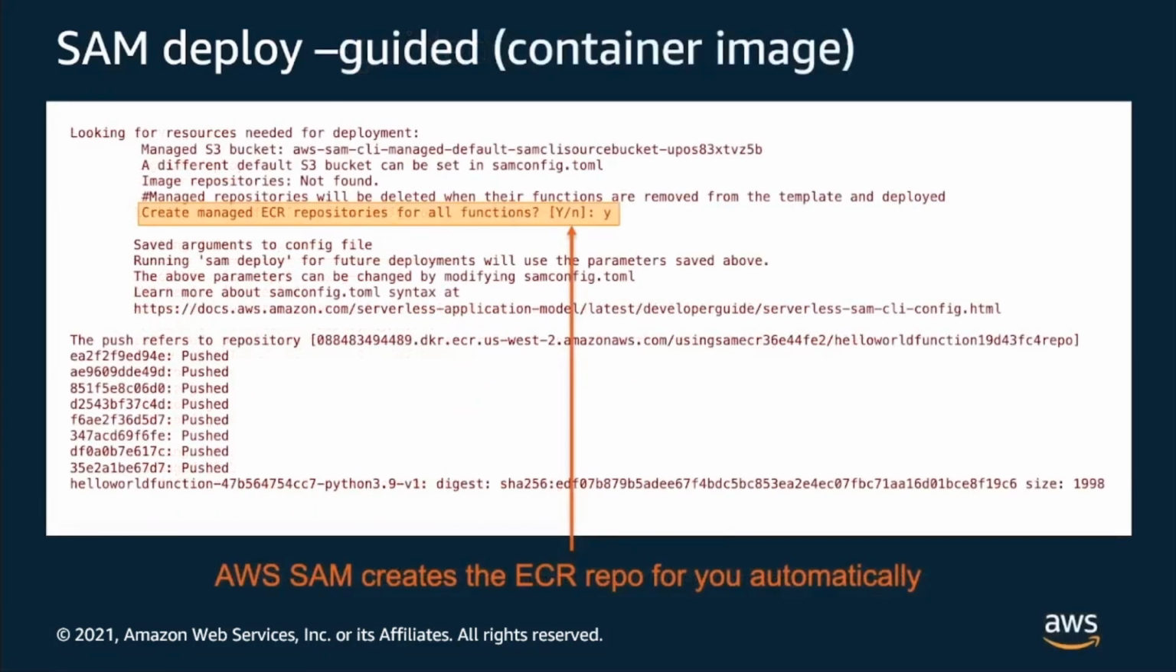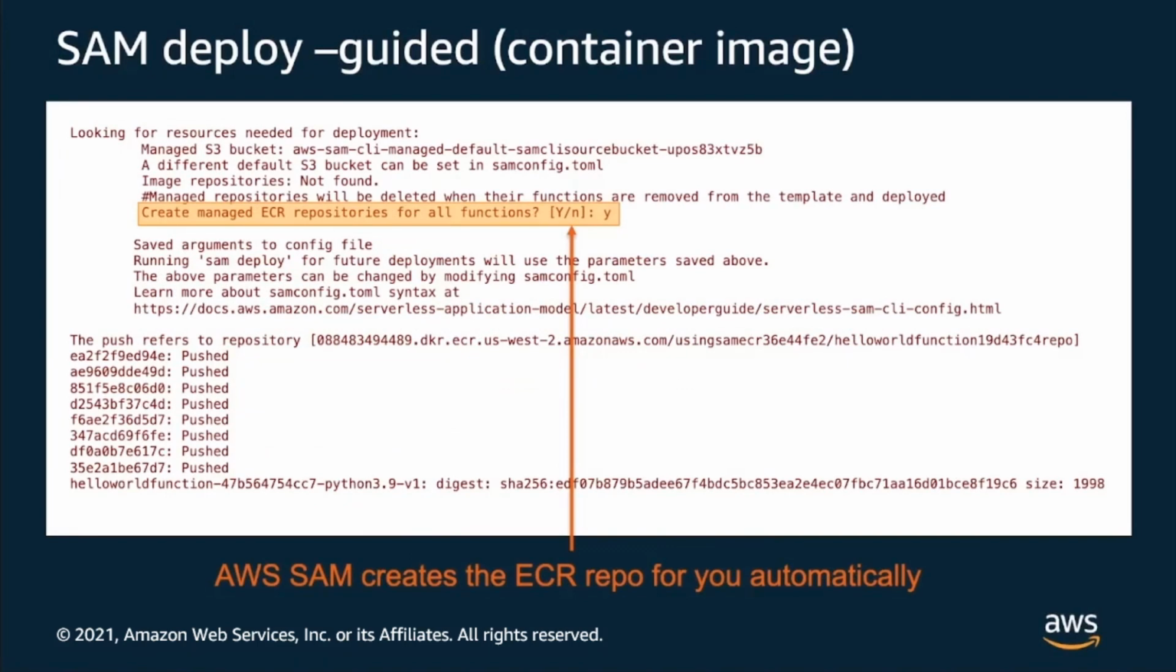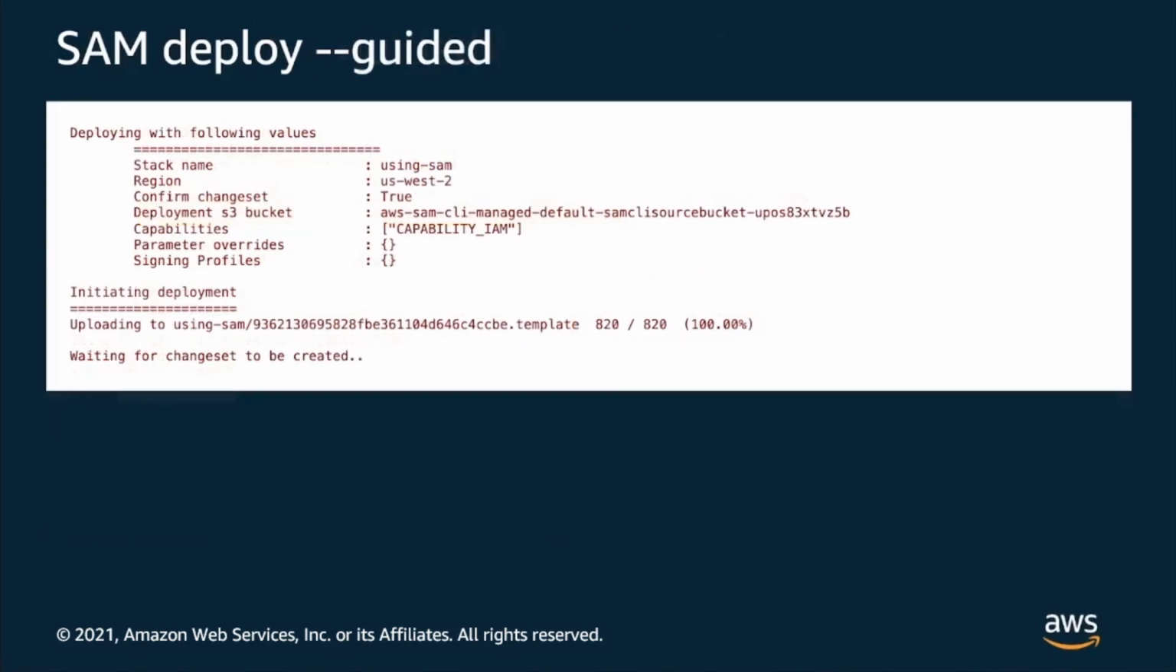With a container, it will then go through and say, oh, wait a minute, you're not using S3 to manage these, you're using an ECR. So instead, we're going to ask you, do you want us to create a managed ECR repository for all functions? And you can say yes or no. If you say yes, it'll create it, and it'll upload it. Okay, and at this point, zip here and container here are at the same spot, right? So what happens after that is it'll tell you, okay, now that I've got everything up there, I'm going to deploy with the following values, and I'm going to create the change set.